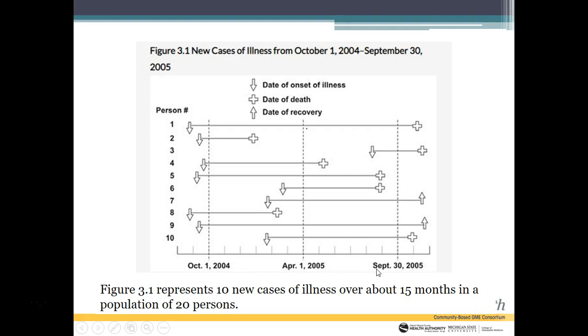And then remember, for a denominator, we have the total population at risk. So we started this study with 20 persons, but here we see we have 6 that already had the disease before the study period began. So we're going to exclude those because remember, they're no longer at risk. So the cumulative incidence would be 4 new cases over 14 total, and that would be 29%. So those are just examples of what they might ask you for.